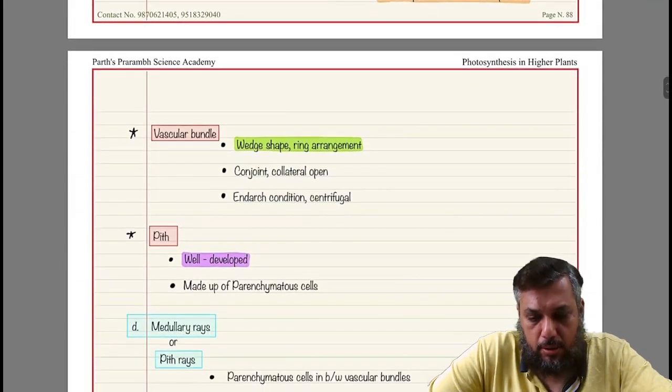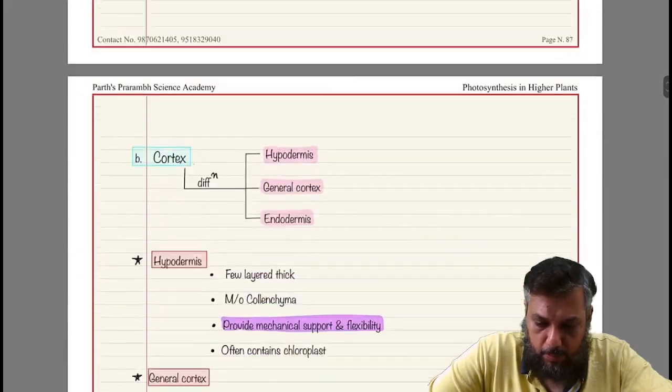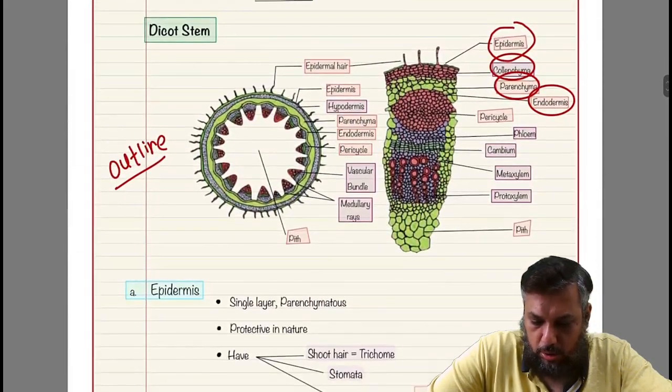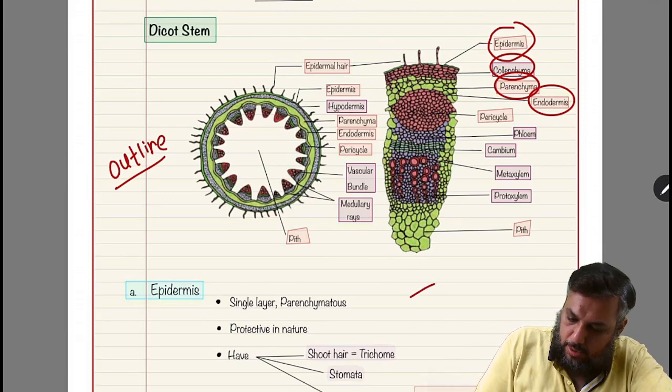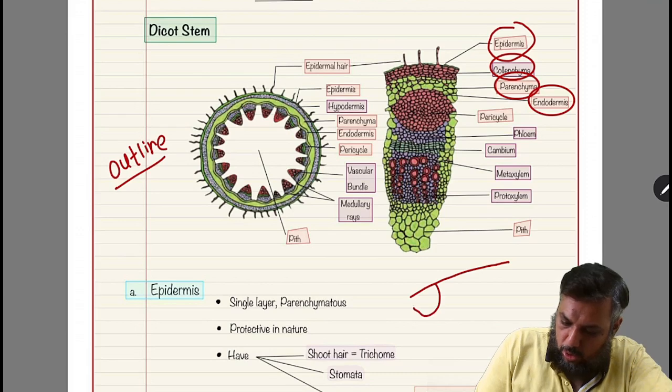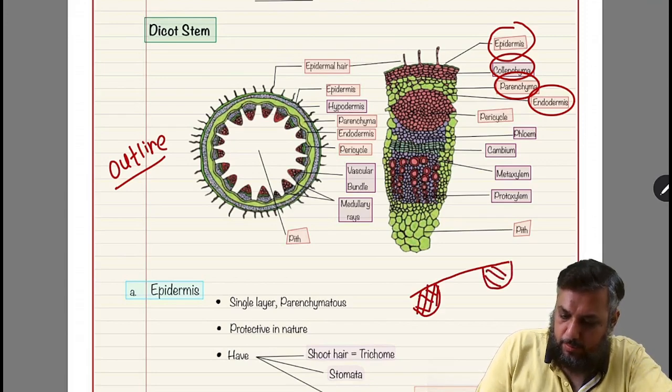And these semilunar patches are not clearly visible over here, but कुछ कुछ पार्ट्स में वो होगा, कुछ पार्ट्स में वो नहीं होगा. लाइक अगर हम ऐसे पेरिसाइकिल बनाने की कोशिश करें तो ये स्क्लेरेनकाइमाटस पेरिसाइकिल है और ये पैरेनकाइमाटस पेरिसाइकिल है.